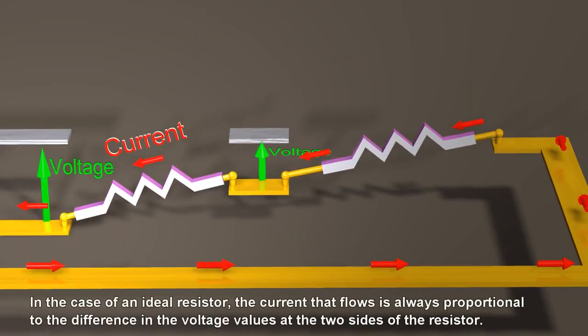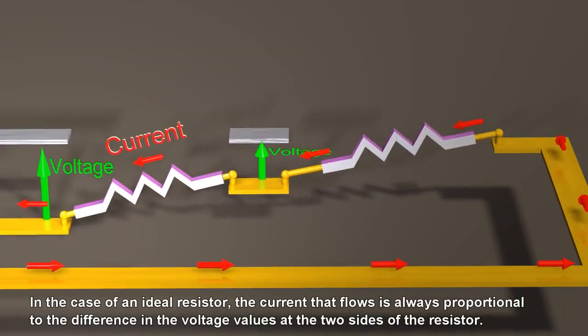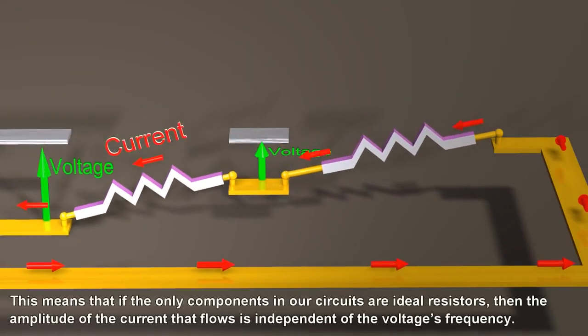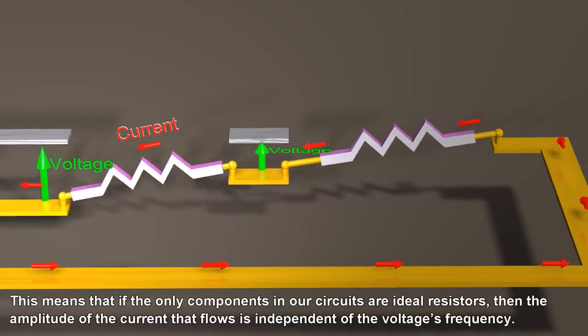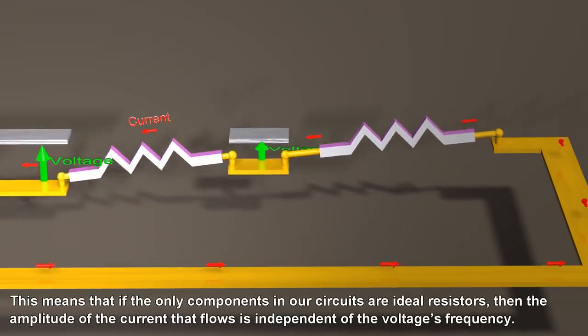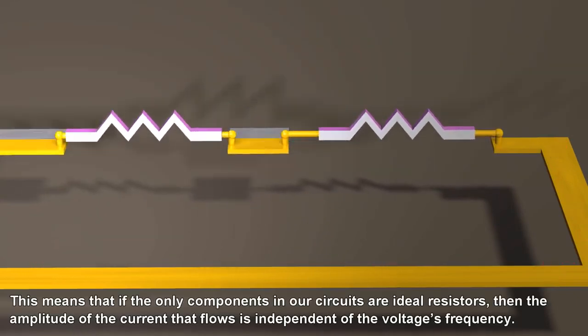In the case of an ideal resistor, the current that flows is always proportional to the difference in the voltage values at the two sides of the resistor. This means that if the only components in our circuits are ideal resistors, then the amplitude of the current that flows is independent of the voltage's frequency.